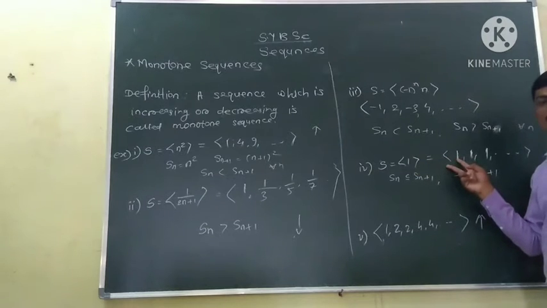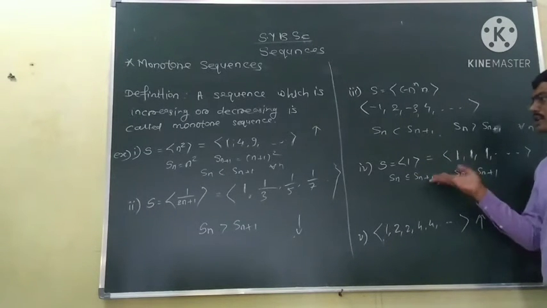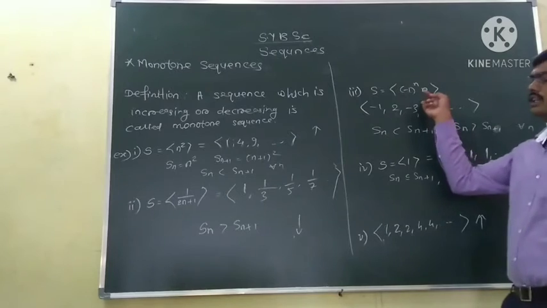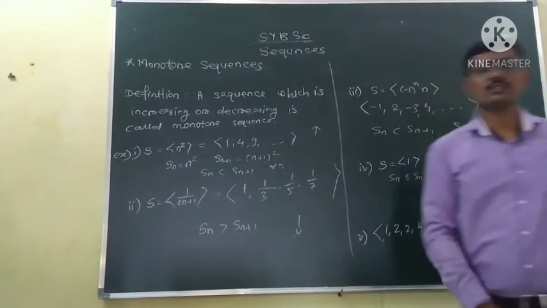A constant sequence has dual character, it is either monotone increasing or we can say it is decreasing. This one is neither monotone increasing nor monotone decreasing.